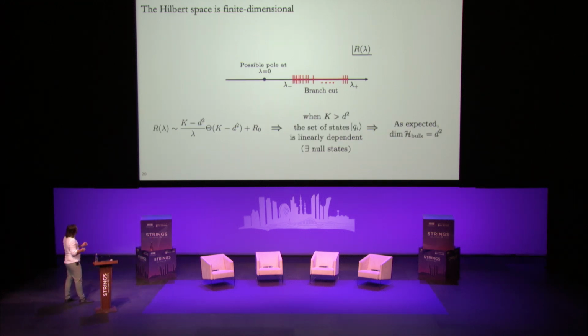Now, this pole that we see in the resolvent turns out to be very powerful. This pole, for instance, determines what the dimension of the Hilbert space is. A pole in the resolvent implies that the matrix of overlaps has 0 eigenvalues. And the matrix of overlaps having 0 eigenvalues implies that the set of states Qi is linearly dependent, and there exist linear combinations that vanish, so-called null states. So this implies that the dimension of H bulk is precisely d squared, which is what we expected and what people have previously seen in the Page curve.